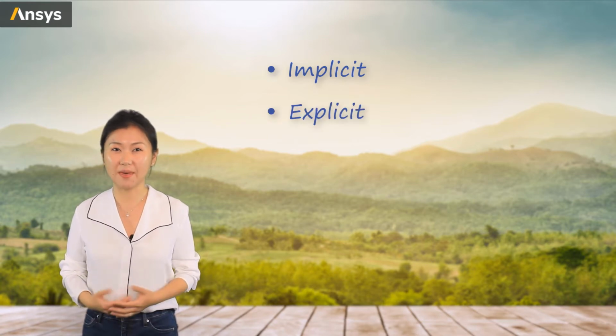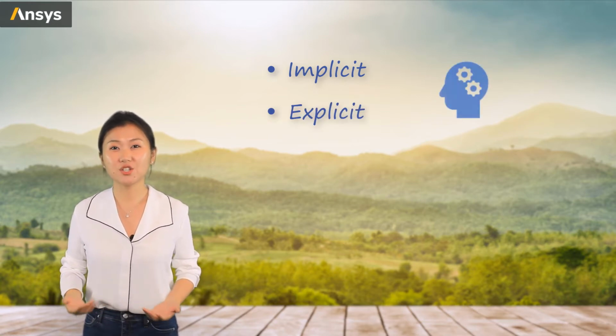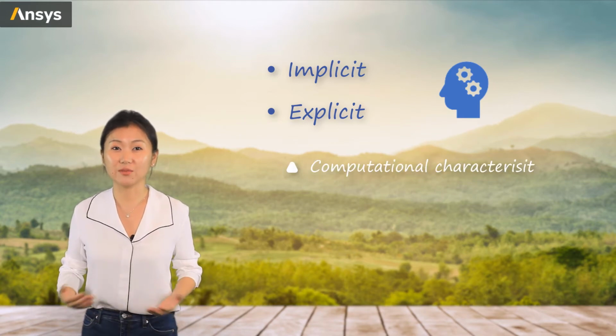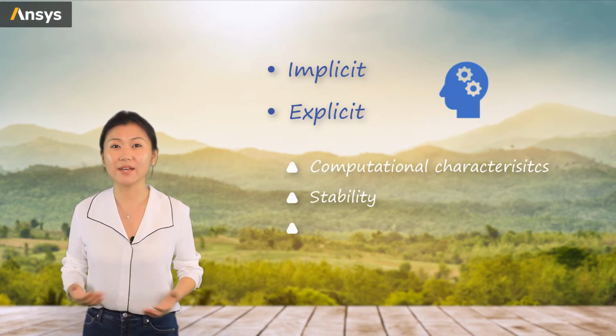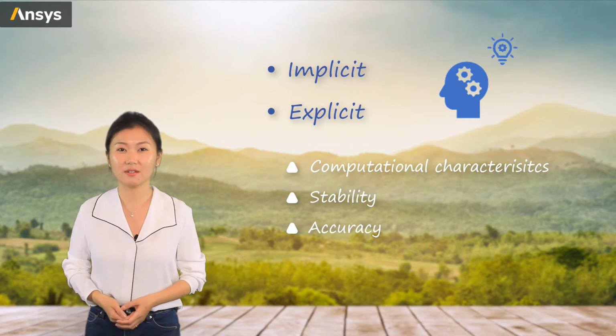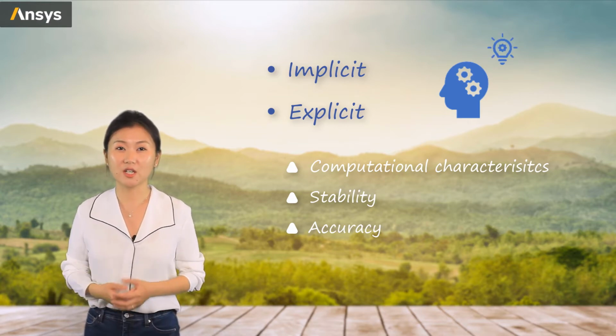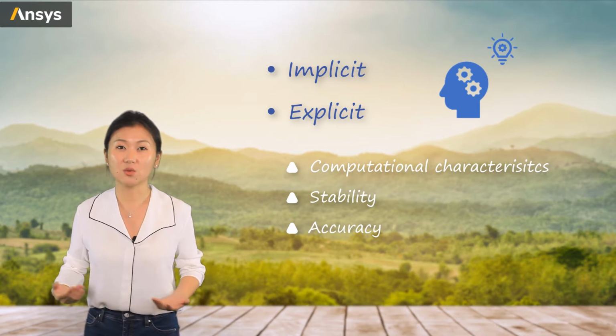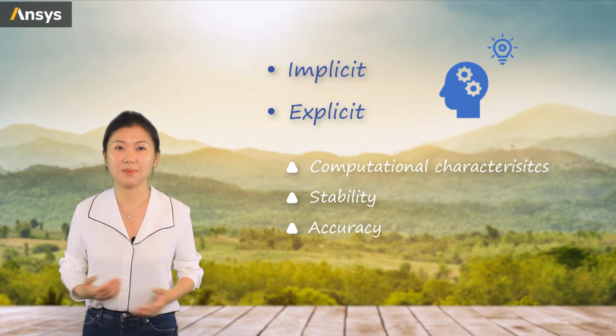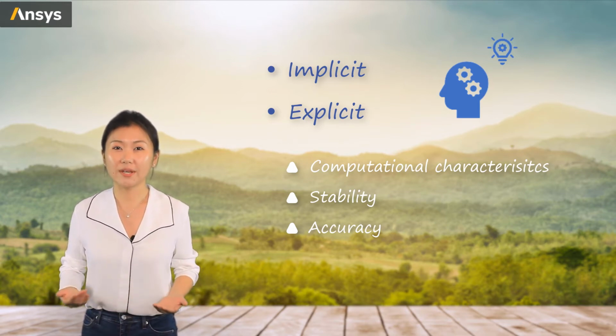Time integration methods can be broadly classified into two categories, namely implicit and explicit methods. Engineers choose between these two types of method based on their computational characteristics, stability, and accuracy for different applications. There are many varieties of time integration methods based on the concept of implicit and explicit. Here, we will explain these two types of time integration methods by their most basic nature.